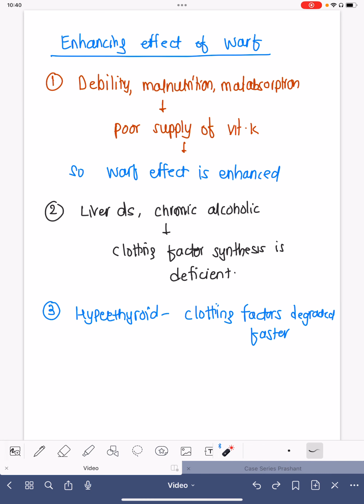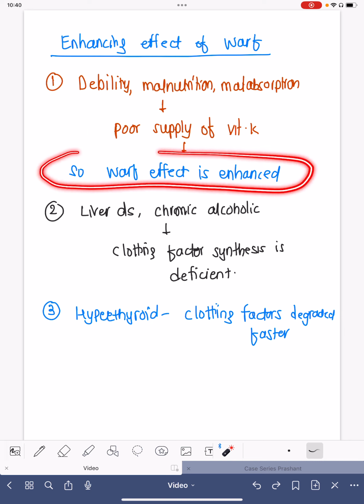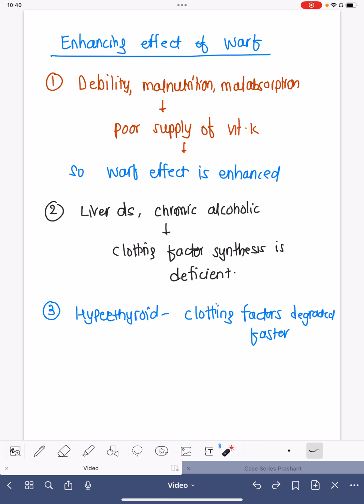We must know that warfarin is subject to many enhancing or reducing effects. Debility, malnourishment, and malabsorption give a very poor supply of vitamin K. That is the reason why the warfarin effect is so much enhanced. So warfarin can increase the risk of bleeding in debilitated patients, malnourished patients, or patients who have malabsorption. In liver disorders and in chronic alcoholics, clotting factor synthesis is deficient because of the deficiency of vitamin K and because of the poor functioning of the liver.